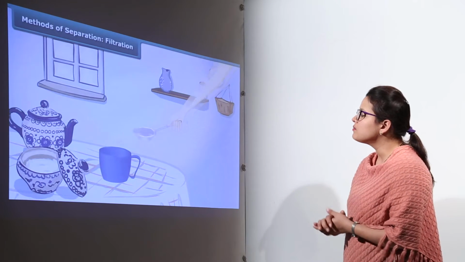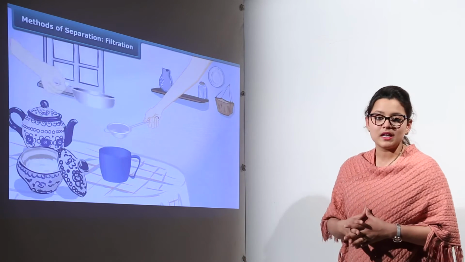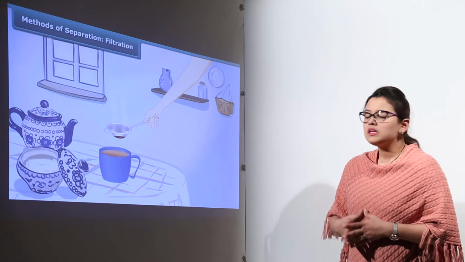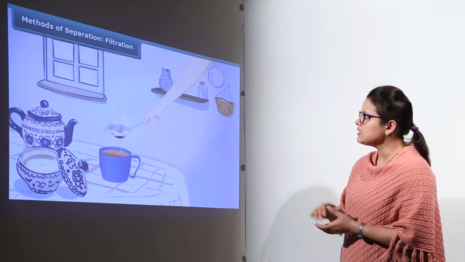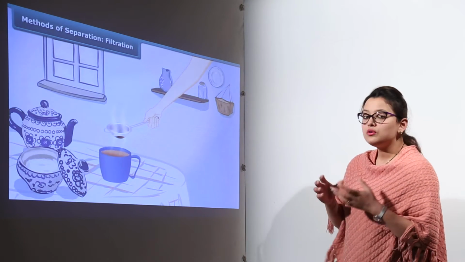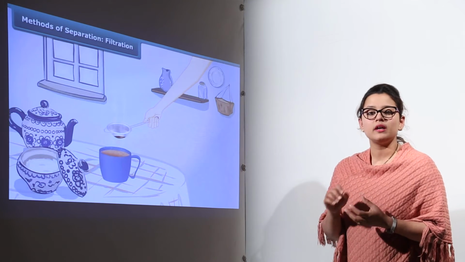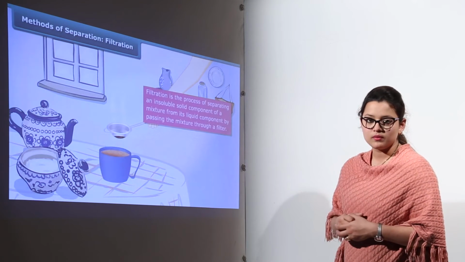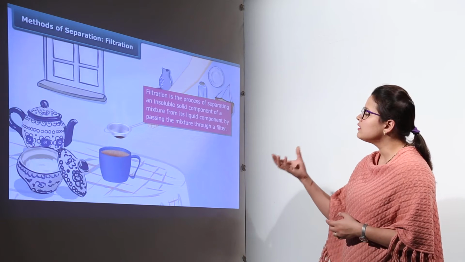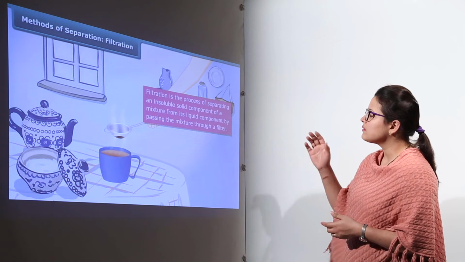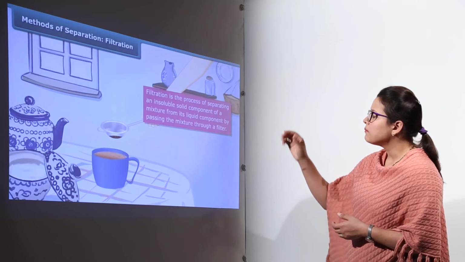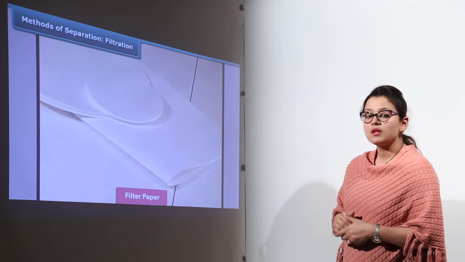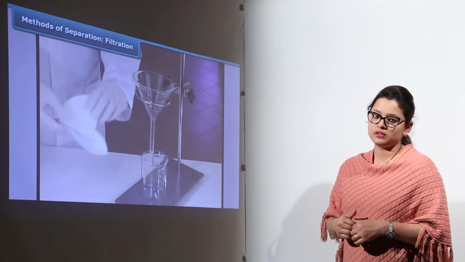In filtration, you must have seen how the tea is made at our homes or at any shop. The tea is passed through the sieve, as you can see here. This is done to make sure that the tea leaves do not enter the tea that we are going to drink. So basically we are doing the filtration. Here the separation is done of the solid component from the liquid component by passing the mixture through a filter.